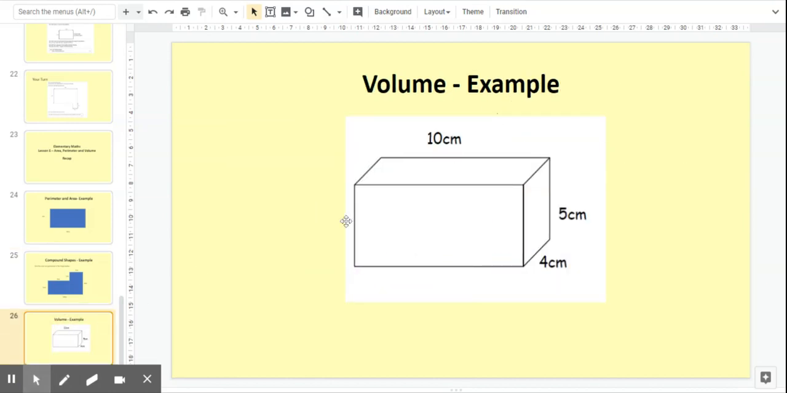The last thing we looked at was the volume of a cuboid. This is a cuboid. So now we're into 3-dimensional shapes. And to find the volume of any cuboid, we just multiply the length times by the width times by the height. So in this case, the volume is just equal to 10 multiplied by 5 multiplied by 4.